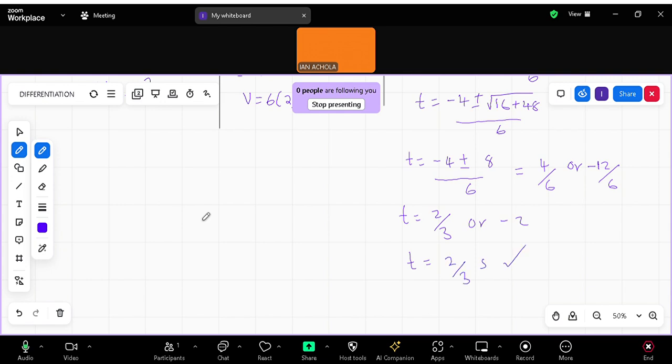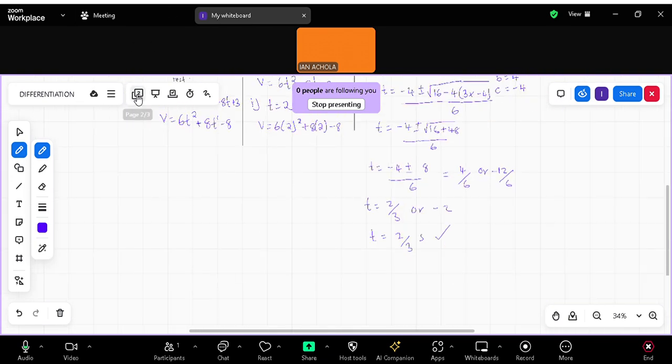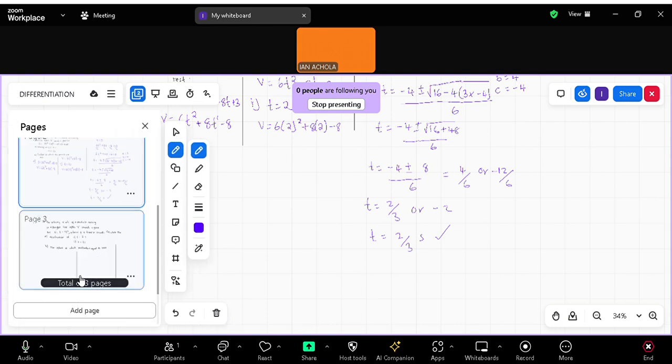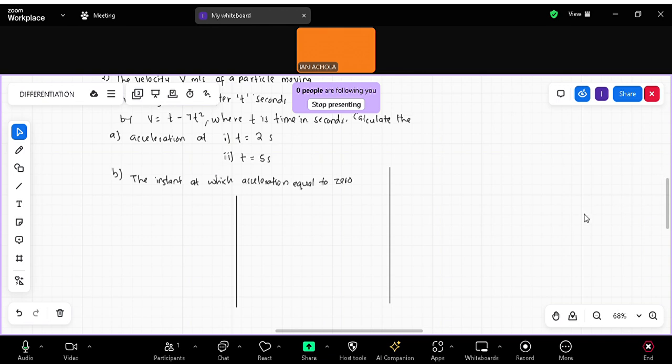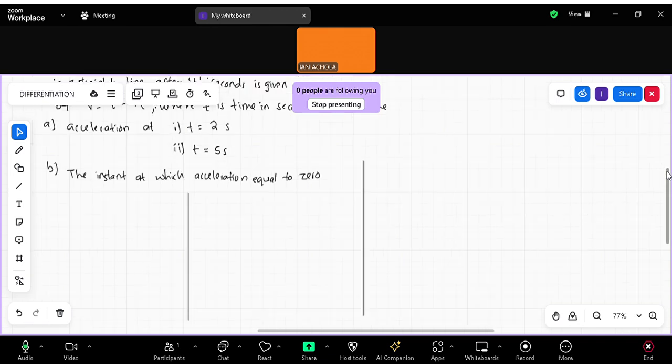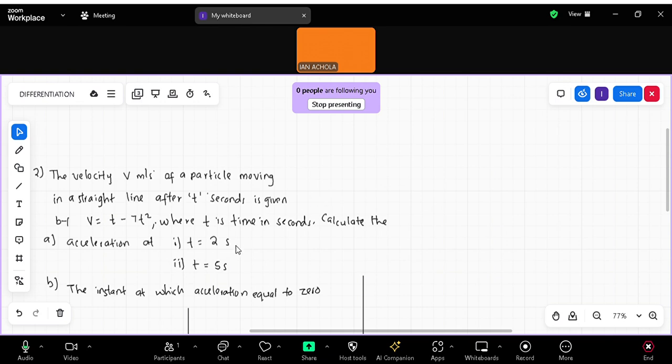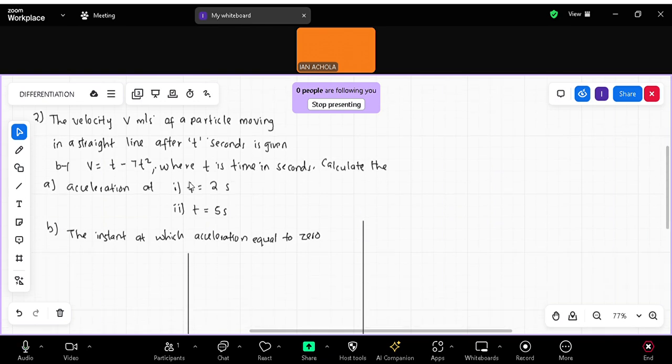So that is how we do the first question. Now go to the second question. The question on the screen says: the velocity v of a particle moving in a straight line after t seconds is given by v equal to t minus 7t squared, where t is time in seconds. Calculate the acceleration at t equal to 2 seconds.